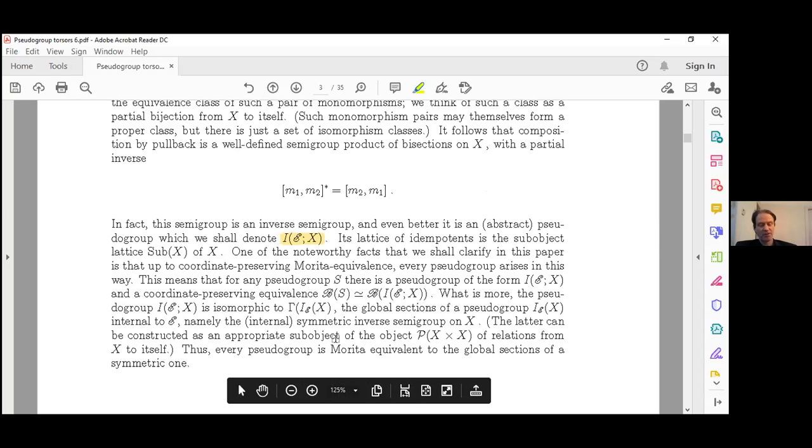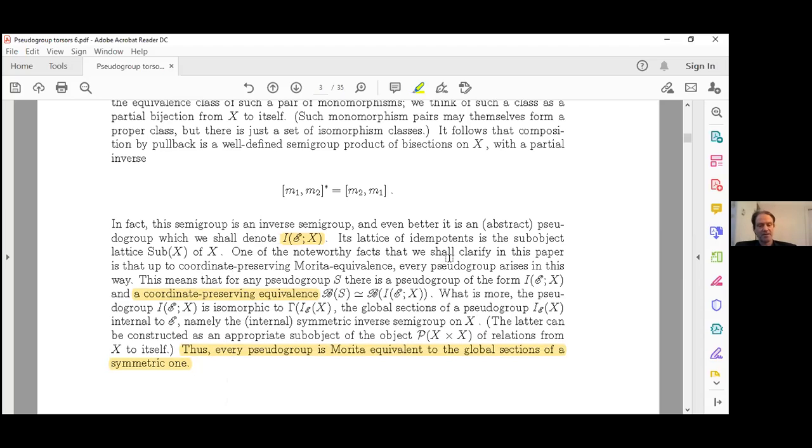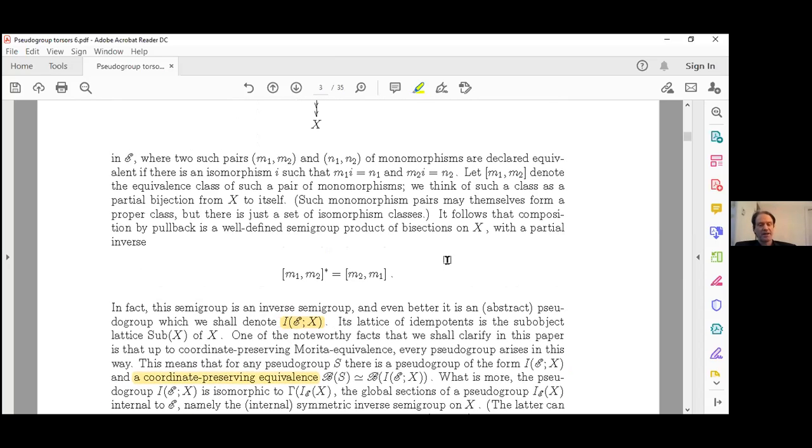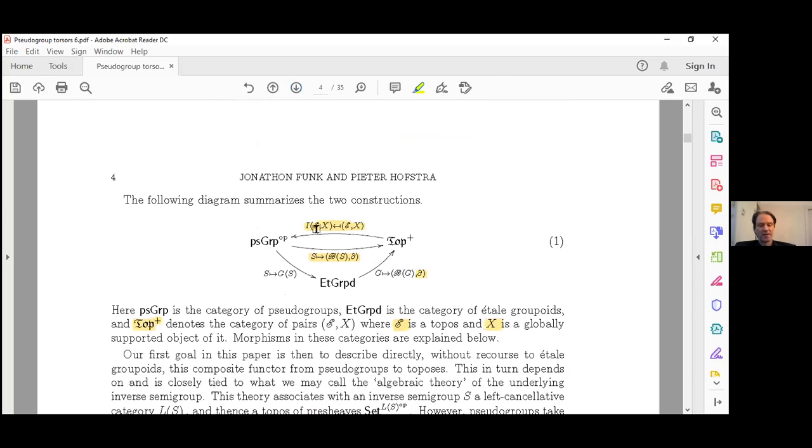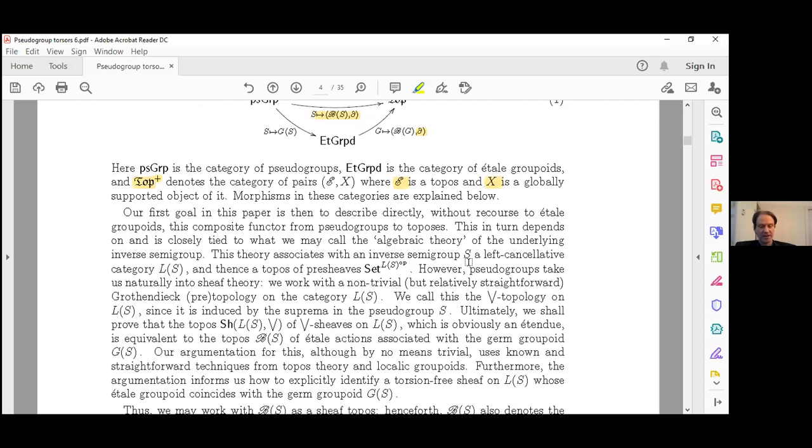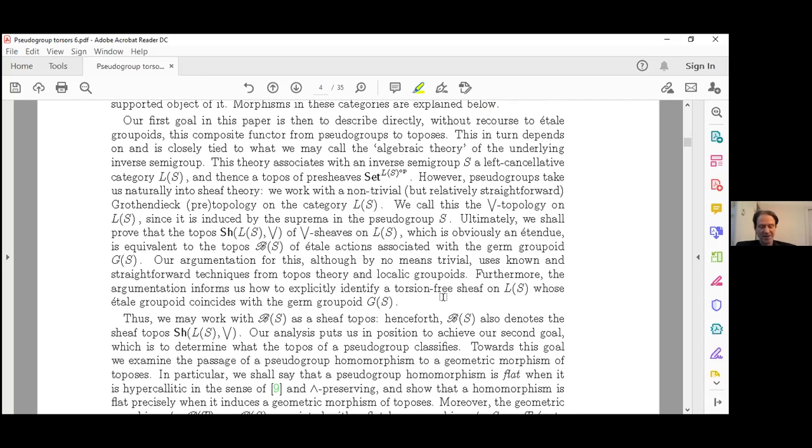This, up to Morita equivalence, one can show that every pseudogroup is Morita equivalent to one of these symmetric ones, and moreover, by a coordinate preserving equivalence. I know I haven't explained yet what these coordinatized toposes are. Well, actually I did. I said exactly what is an object in that category, but I didn't explain what this coordinatized topos is. What is that delta thing or that gamma thing? Well, these are technicalities we'd have to get into later. Of course, I don't think we'll have time for that today. I've already gone on a little bit.